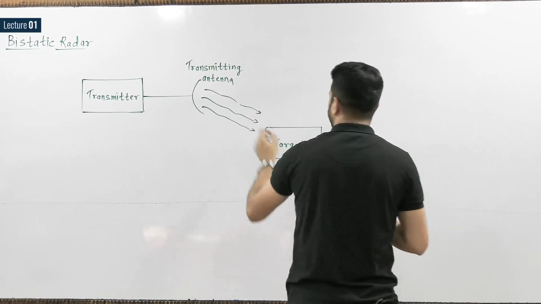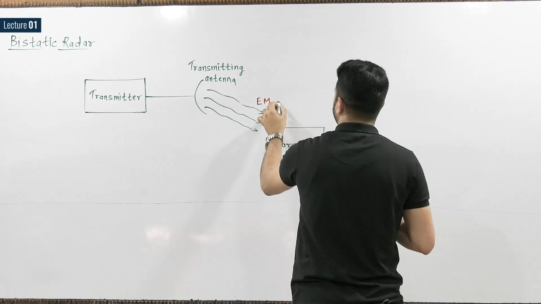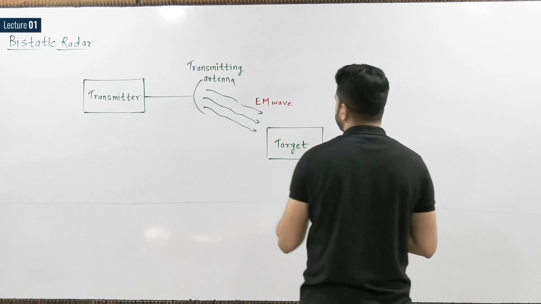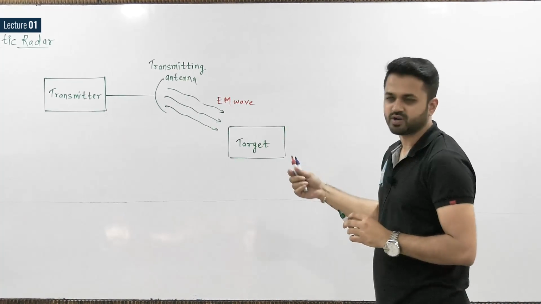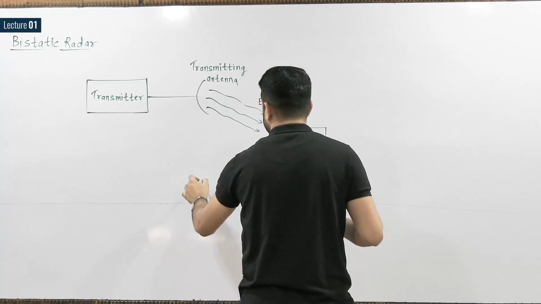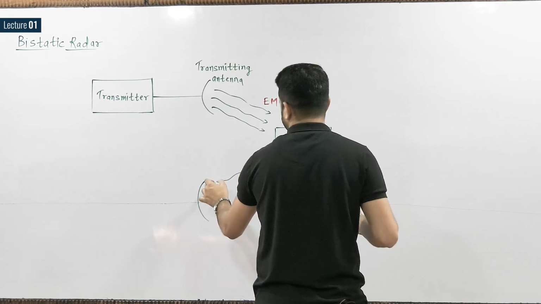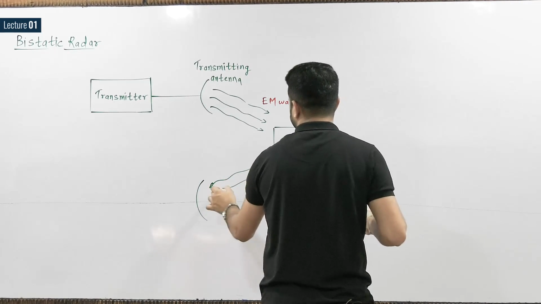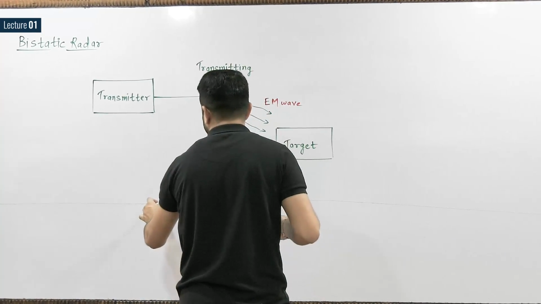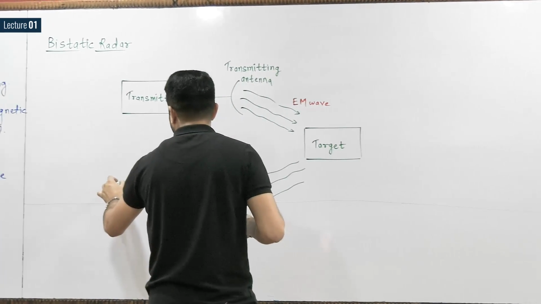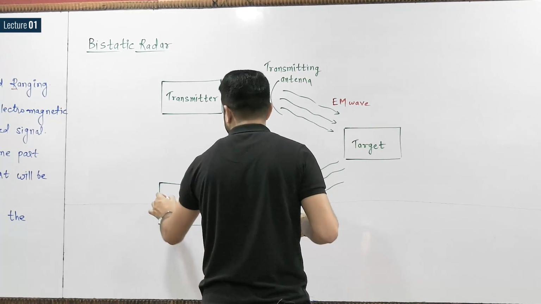And when this electromagnetic wave intercepts with this target, some part of it is absorbed and some part of it will be reflected. So let us say some part is reflected back and it is received somewhere here by the receiving antenna. So by the receiving antenna we receive that power.